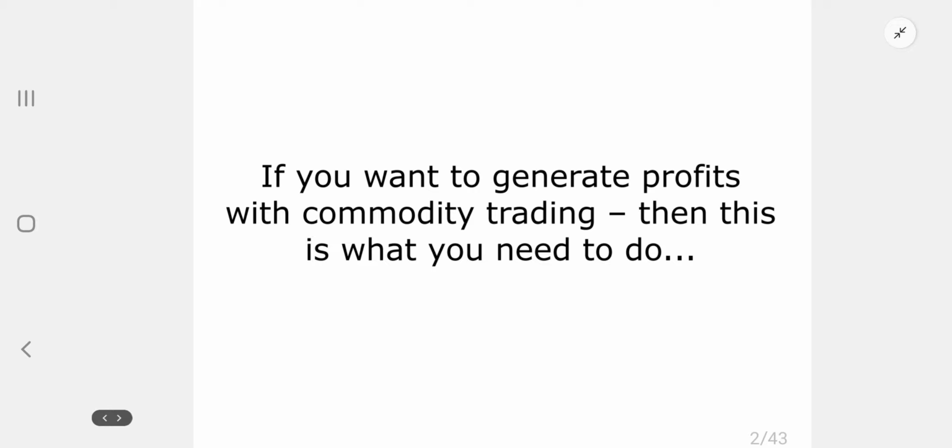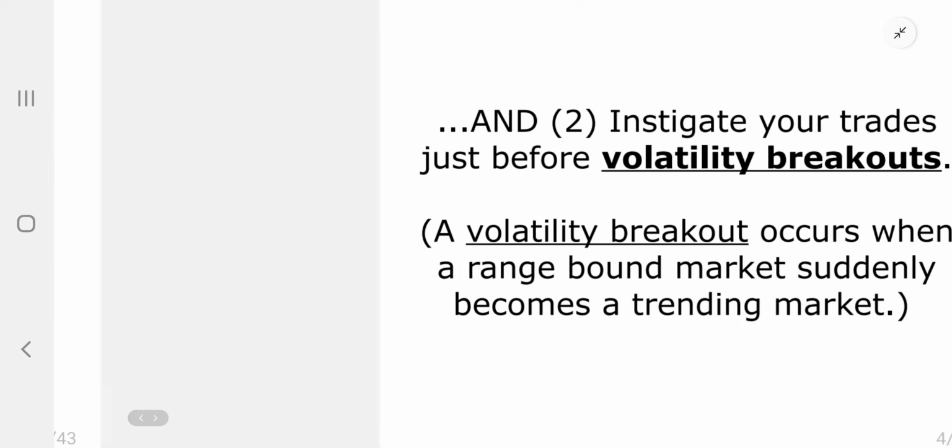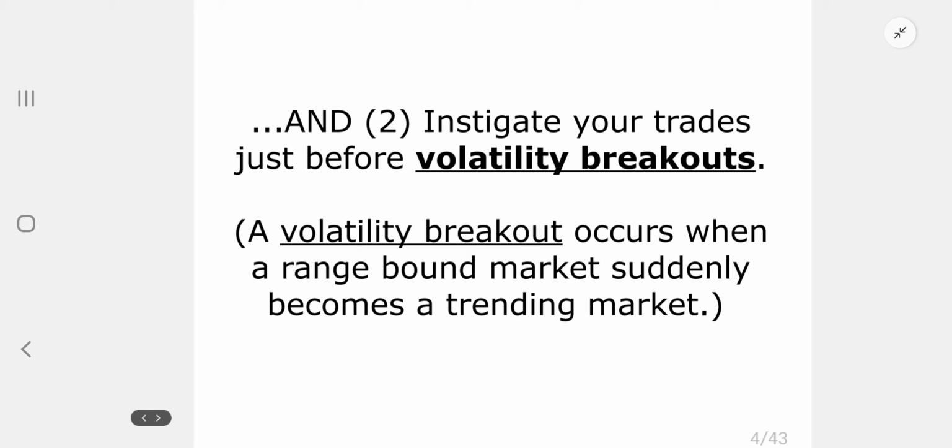If you want to generate profits with commodity trading, then this is what you need to do. Number 1, instigate your trades when markets are range bound, i.e. when volatility is low. And number 2, instigate your trades just before volatility breakouts. A volatility breakout occurs when a range-bound market suddenly becomes a trending market.